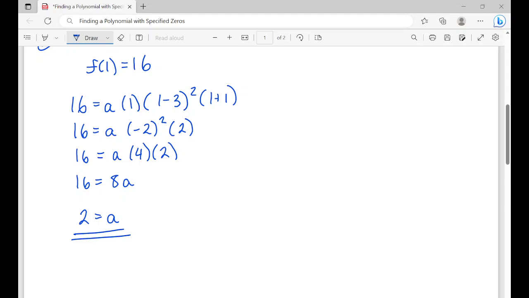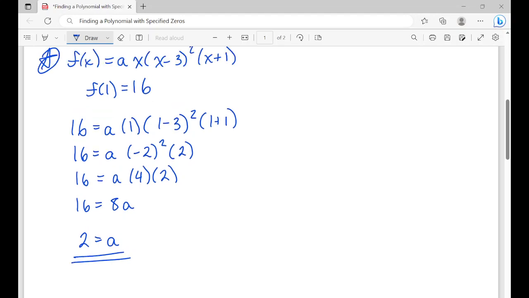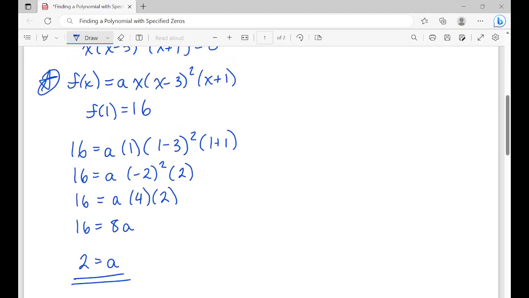So now I know what a is, so I can go back to where I started before and replace a with 2. So that's what I'm going to do. So my function, f of x, has a coefficient of 2 for a, x minus 3 squared, x plus 1.